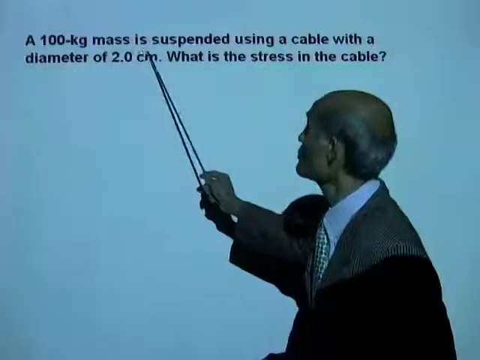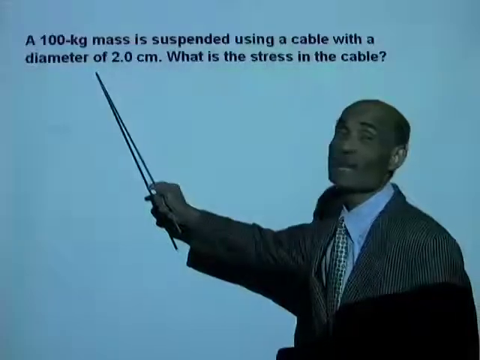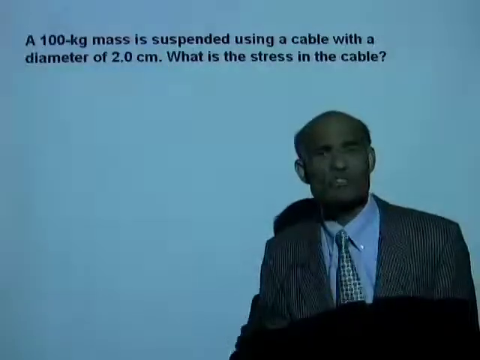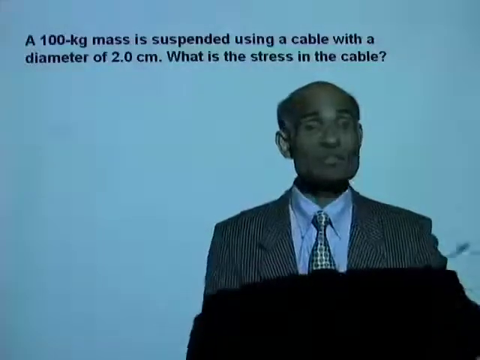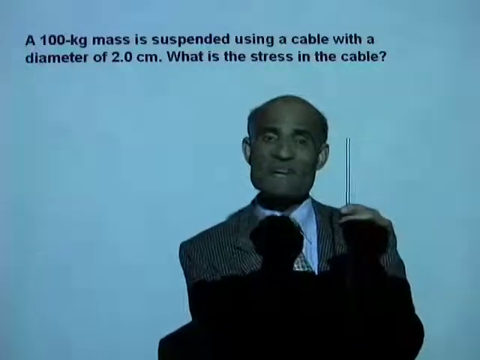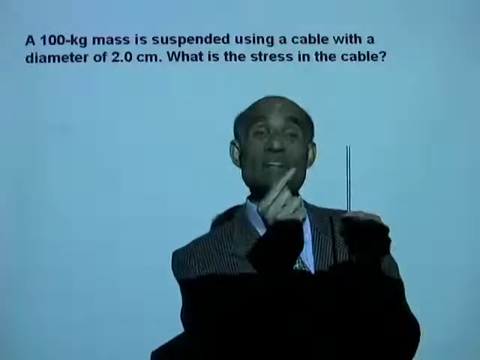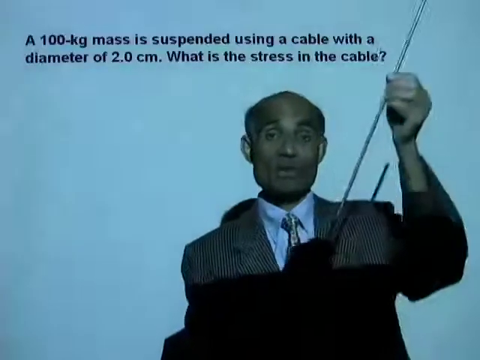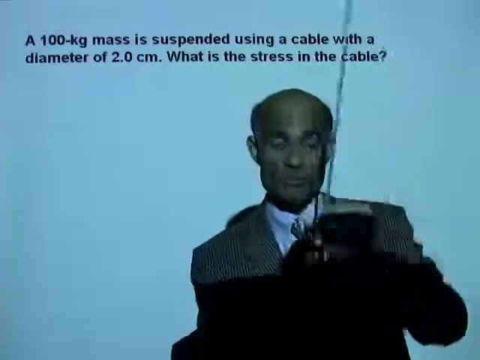A 100 kilogram mass is suspended using a cable with a diameter of 2 centimeters. What is the stress in the cable? I showed this to you earlier. The stress is actually caused by the weight of the object hanging from it. And what is the area on which that weight is acting? It is the cross-sectional area of the cable, and the cross-sectional area of a cable like this is a circle.